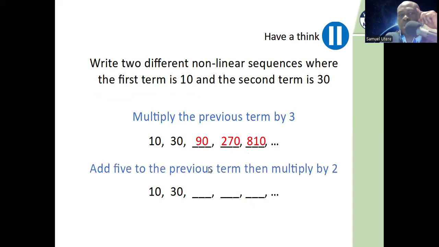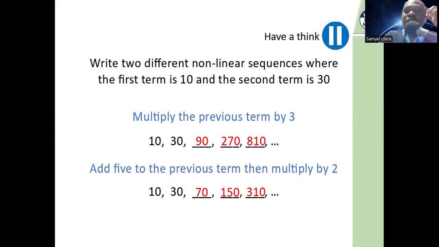What about this one? Add 5 to the previous term, then multiply by 2. That is one way to look at the sequence. We could also generate another sequence by saying, I'm going to multiply the previous term by 2 and then add 10. We'll get the same thing. So it's really important to know that for nonlinear sequences, there are different rules. Take note of that word. You will come to it at some point in our future lessons. The rules can change, but we can generate the same nonlinear sequence.